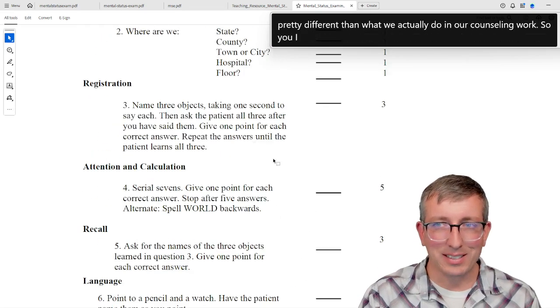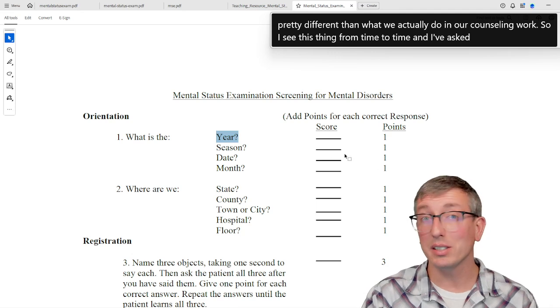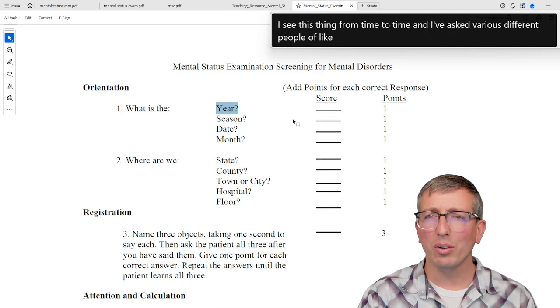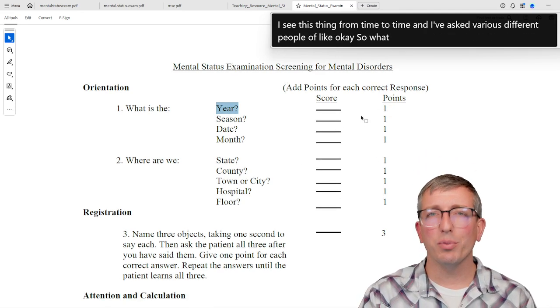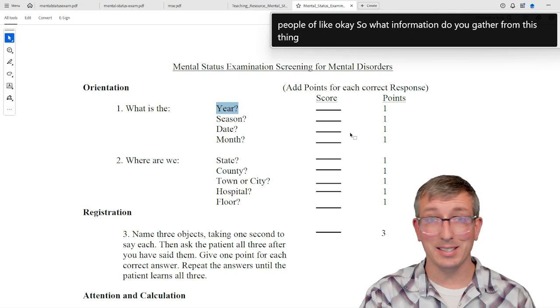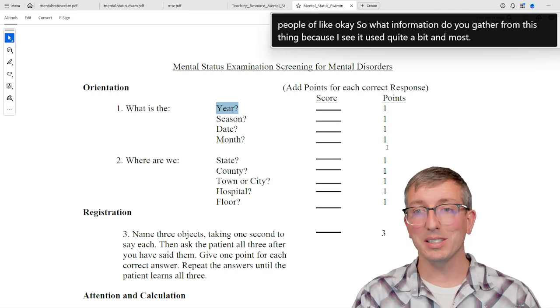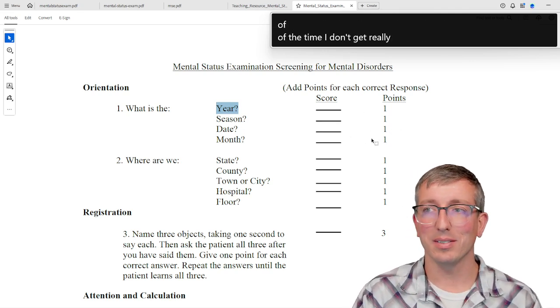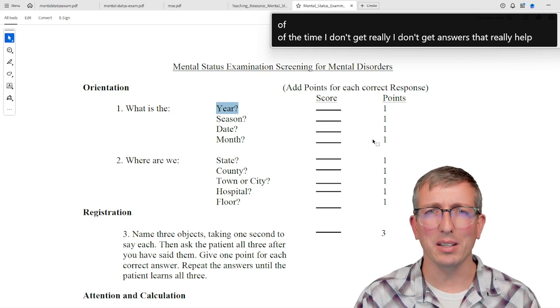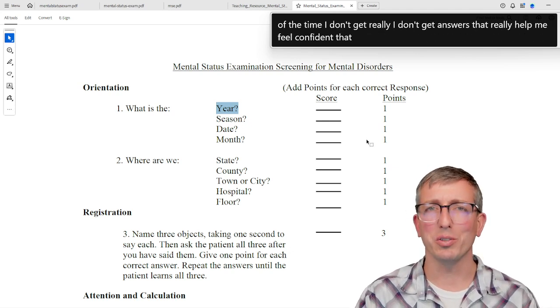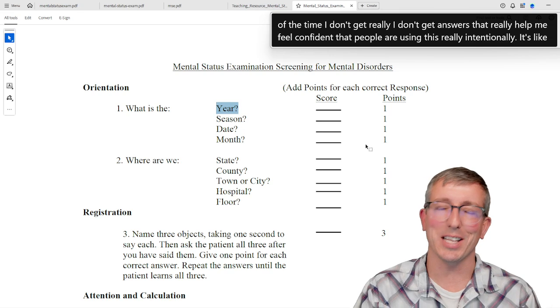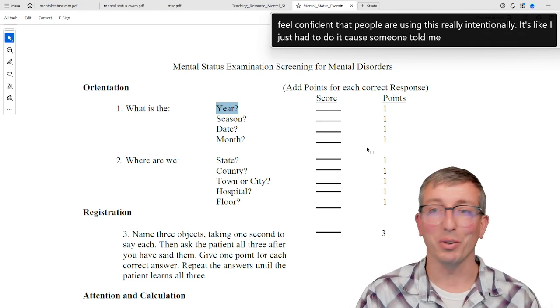I see this thing from time to time, and I've asked various people, okay, so what information do you gather from this thing? Because I see it used quite a bit, and most of the time I don't get answers that help me feel confident that people are using this intentionally. It's like, I just had to do it because someone told me to.